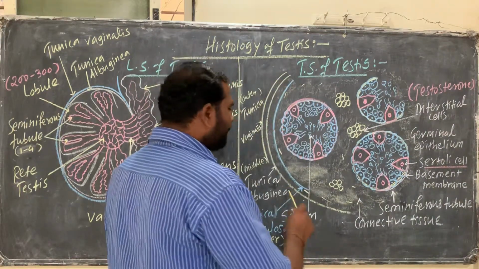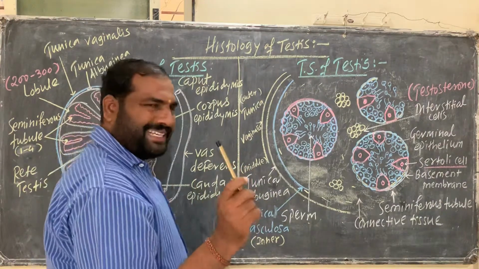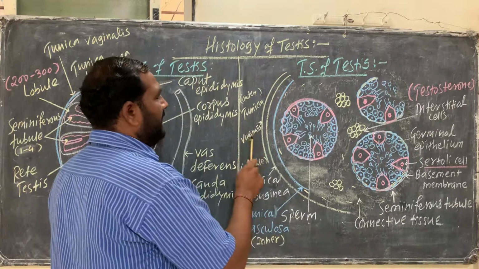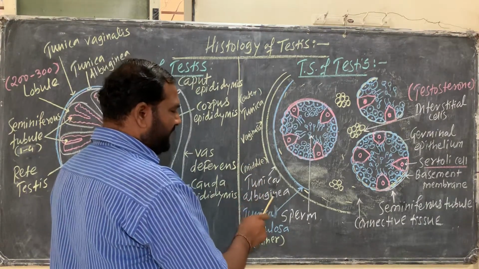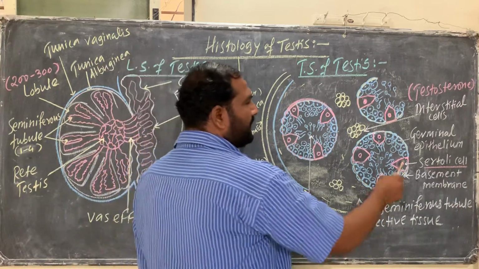So the testes are covered with three coats. One can say one coat that has 3 layers: tunica vaginalis, tunica albuginea, and tunica vasculosa. Here is the presence of the seminiferous tubule.